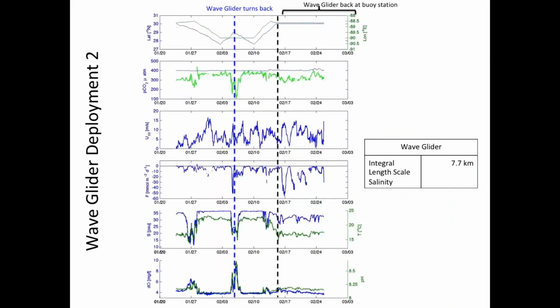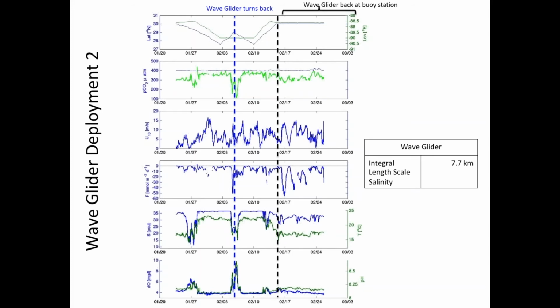So here are the time series again. Top panel is the same sort of thing with latitude and longitude, so you can see where the glider went. Now, if you look at any of the records here from the wave glider going from the buoy around the delta, turning back around and coming back, the records are fairly symmetric until the glider just hung around the buoy until we picked it up.